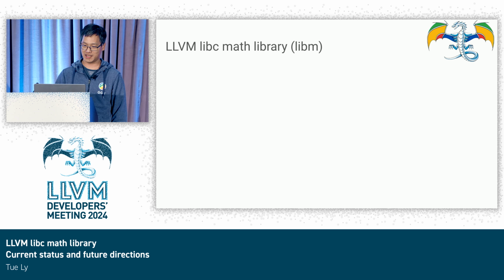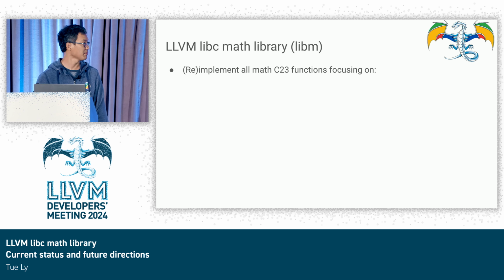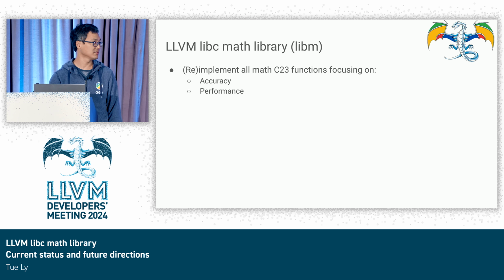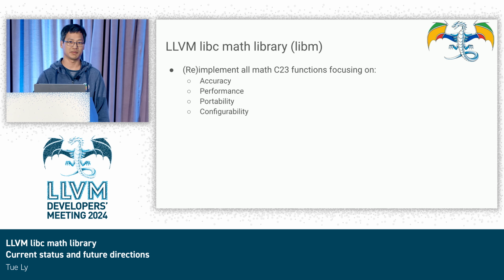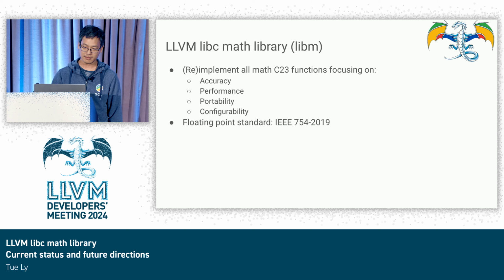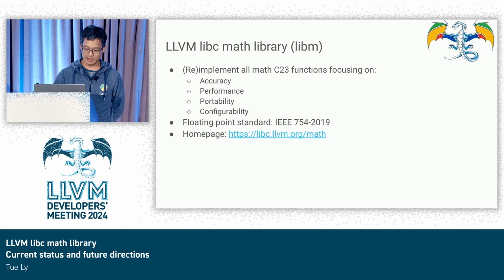So what about the LLVM libc math functions, or the libm? We're implementing all the C23 math functions, with the highest priority being accuracy. And of course, for it to be useful everywhere, we need performance, portability and configurability, because we know that there cannot be any one-size-fits-all for everyone. The standard that we're focusing on right now is binary floating point IEEE 754, and the latest version is 2019. So this is the homepage status, and I'm going over more details about what we are really focusing on.